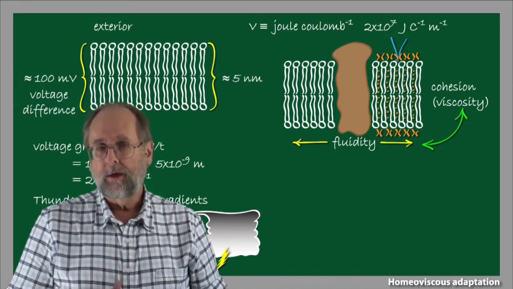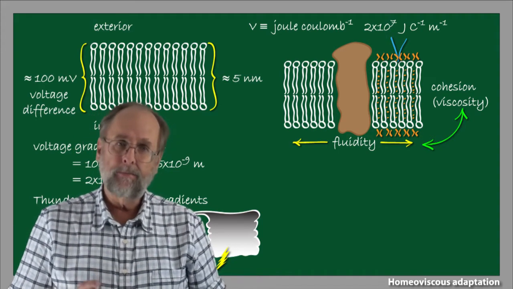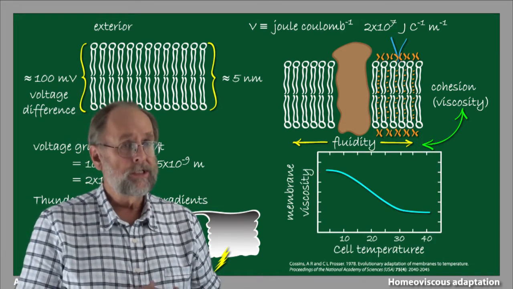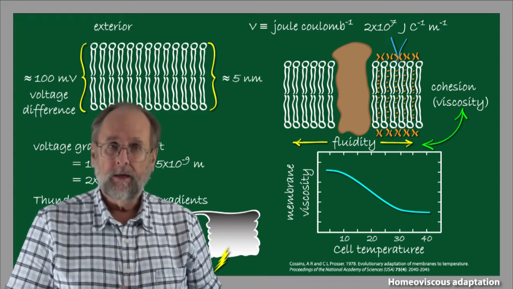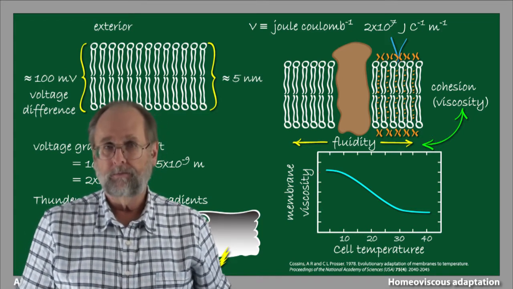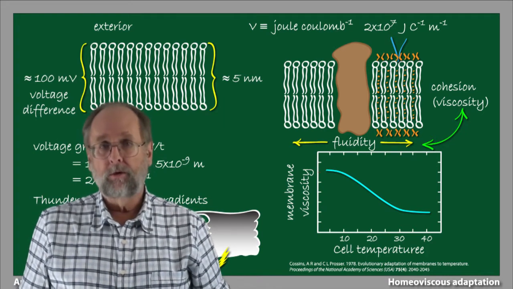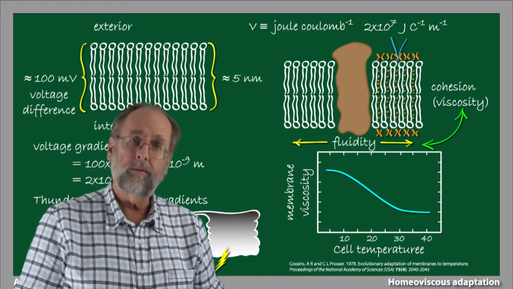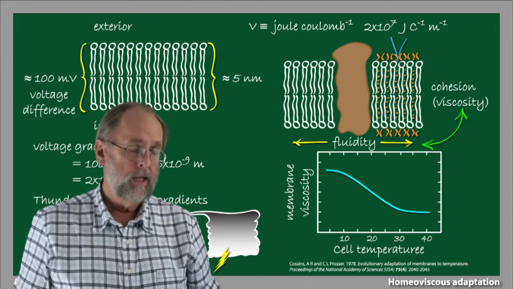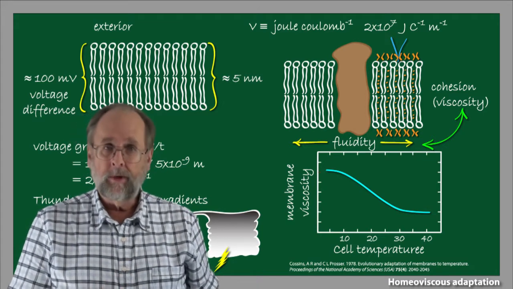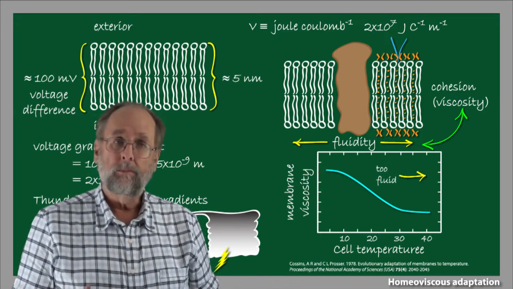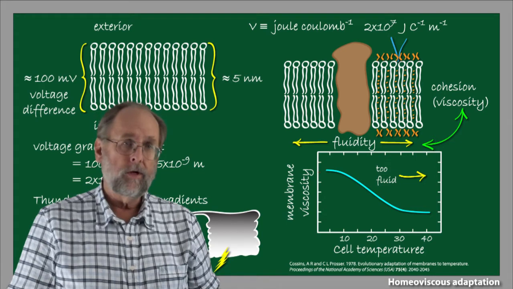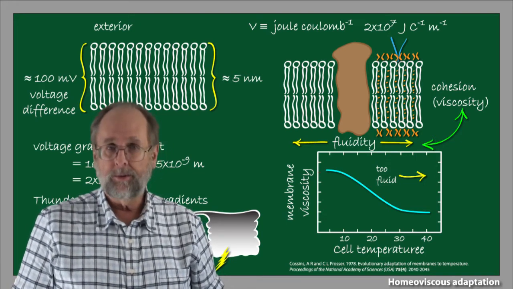Returning now to temperature, the problem is that temperature affects this balance between cohesion and fluidity. Here's a graph of membrane viscosity versus cell temperature from various kinds of animals, ranging from Antarctic fish to mammals. As you can see, increased temperature reduces membrane viscosity. That is, it reduces the cohesive forces between phospholipid molecules in the lipid bilayer. Thus, an increase in temperature might make the membrane more fluid, but it also may make the membrane insufficiently cohesive. Increasing temperature, therefore, can make the membrane more susceptible to disruption.